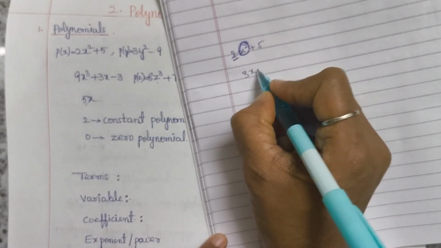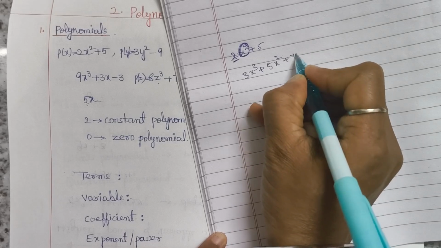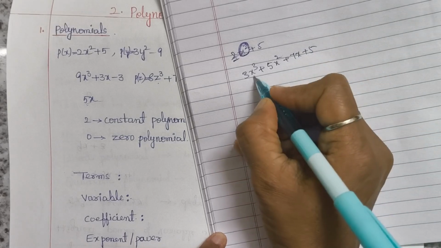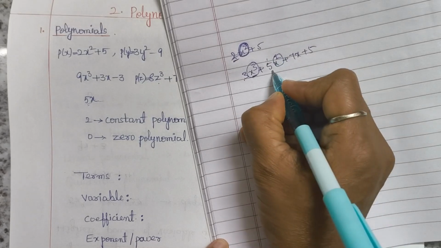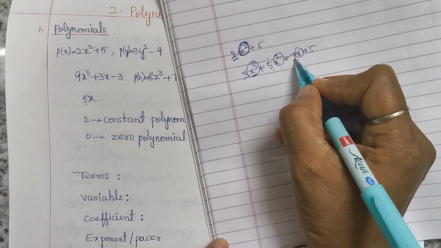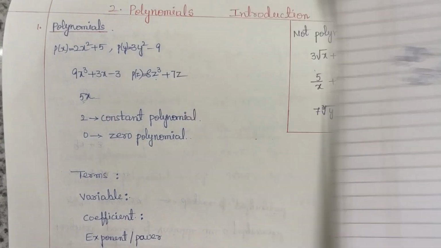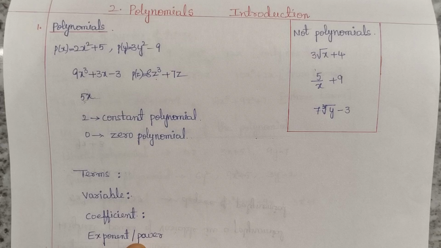See here, I am writing 3x cube plus 5x square plus 7x plus 5. Okay. X cube coefficient means 3. X square coefficient means 5. X coefficient means 7. So the number in front of the variable is called a coefficient. This is the coefficient.